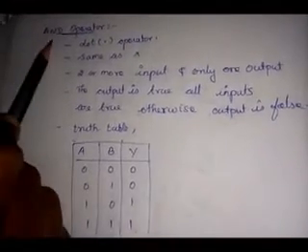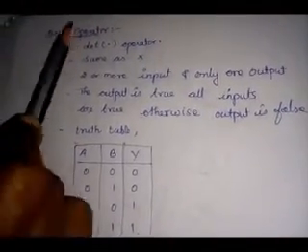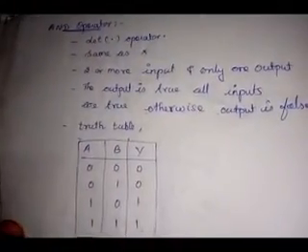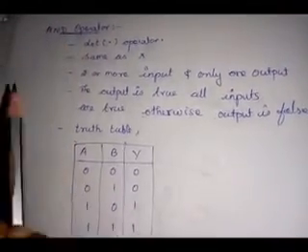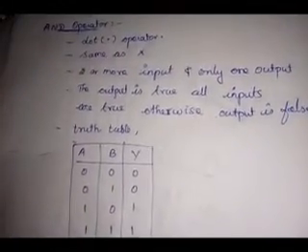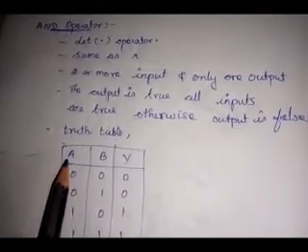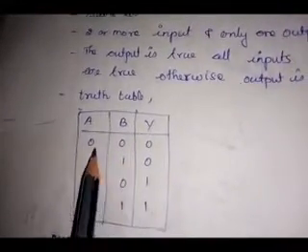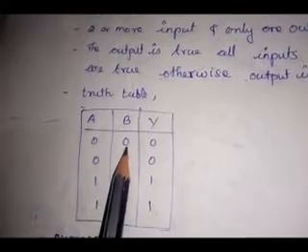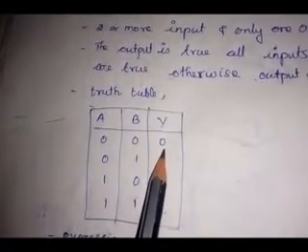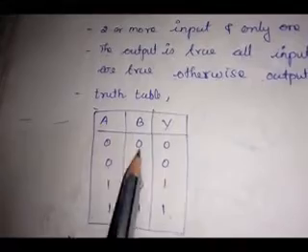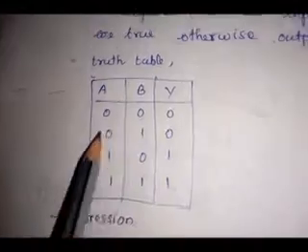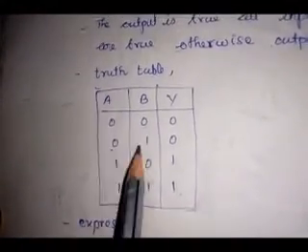First logical operator is AND operator. It is represented by the dot operator. It is the same as mathematical multiplication. It has two or more inputs and only one output. Here in the truth table, A and B are the two inputs. Y is the output. First, A is 0, B is 0. Then what is the output? 0. It is the same as mathematical multiplication. 0 into 0, answer is 0. Then next input 0 and 1.